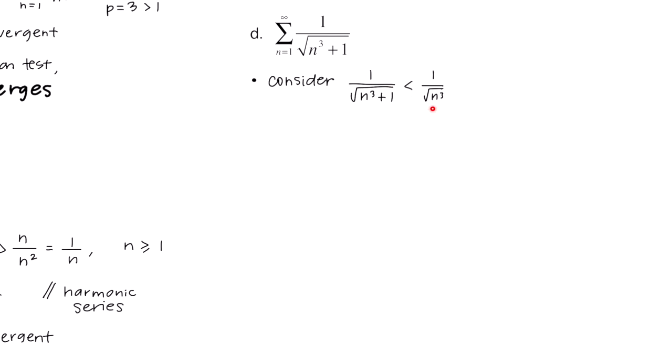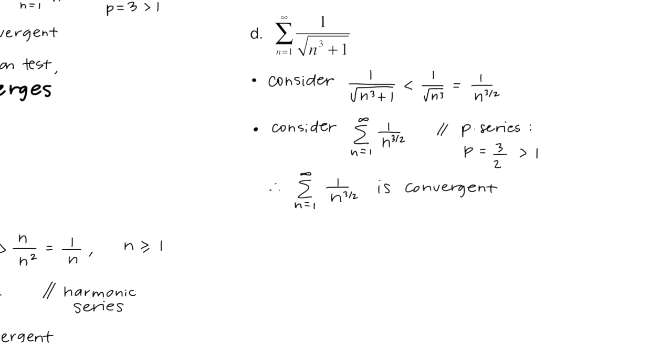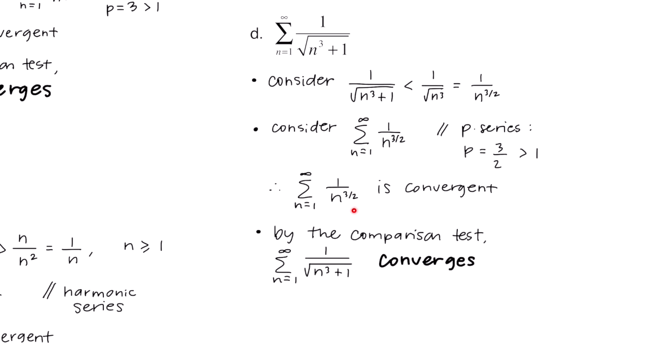And then last I want to rewrite this as 1 over n to the 3 halves. So now we consider the series of this 1 over n to the 3 halves. And it works out great because this is of p-series form, where p equals 3 halves. And 3 halves is greater than 1. So for p-series, since 3 halves is greater than 1, we can conclude that this series is convergent. So since this series is convergent, and the terms of this series are less than those of this one, by the comparison test, we can conclude that this original series then converges.